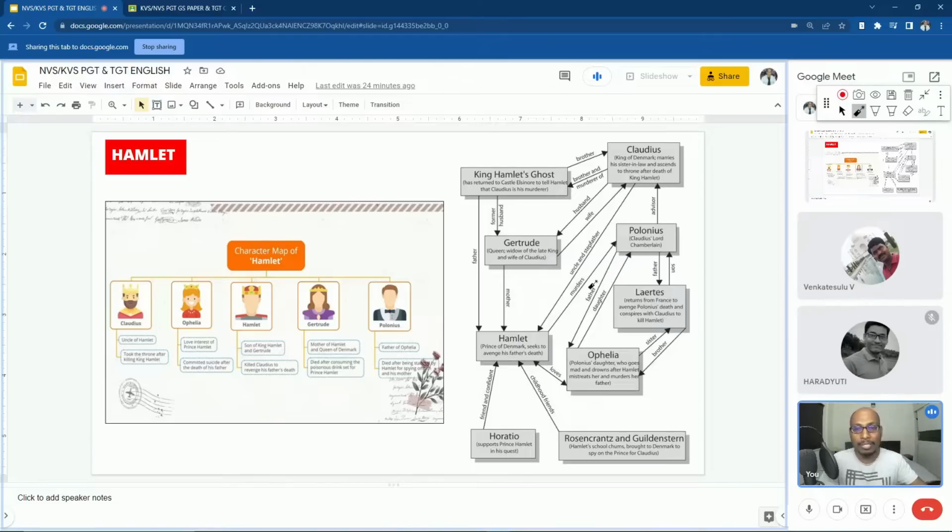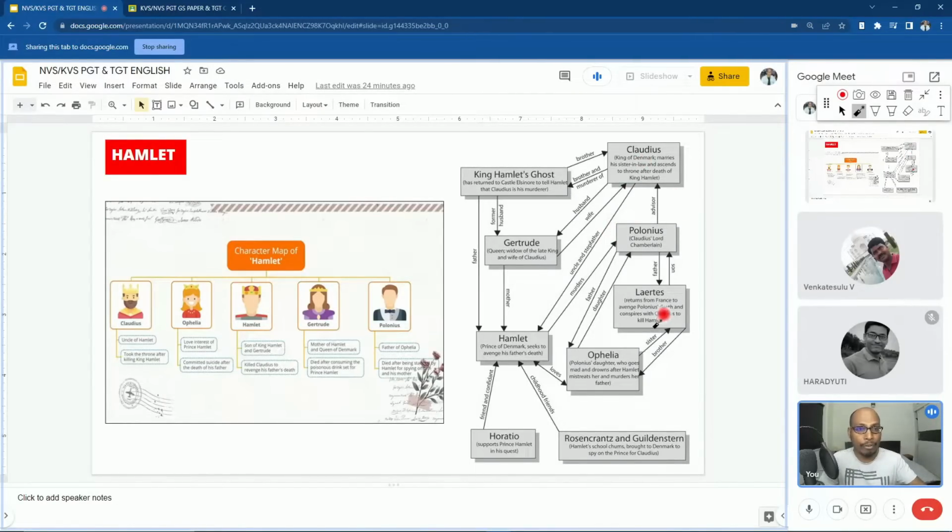So Hamlet is the central character, Gertrude is his mother, and King Hamlet, or Ghost Hamlet, is his father. Claudius is his uncle who married his mother Gertrude, and Claudius's counselor or advisor is Polonius. Polonius has a daughter, Ophelia, who is a love interest of Hamlet, and Laertes is a son of Polonius. Hamlet killed Polonius by mistake, thinking that he was actually Claudius. How it happened I'll explain in the later part of the class.